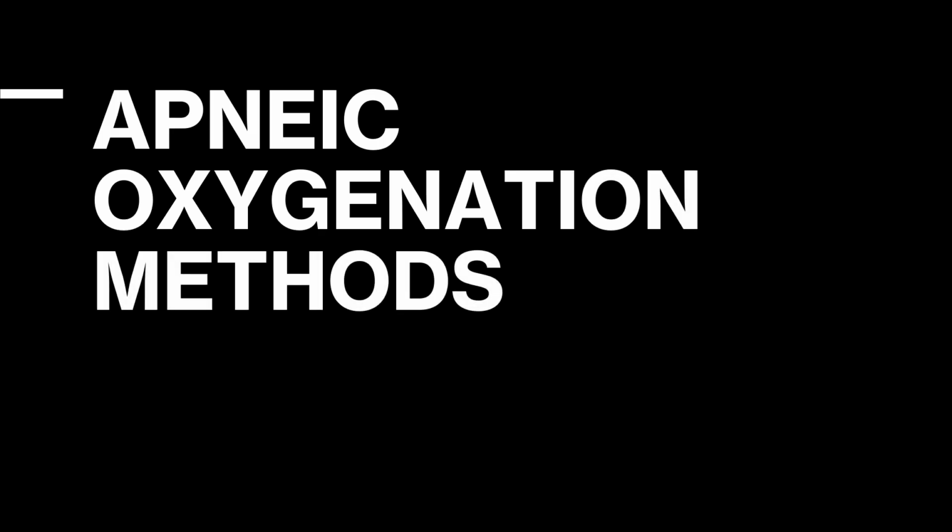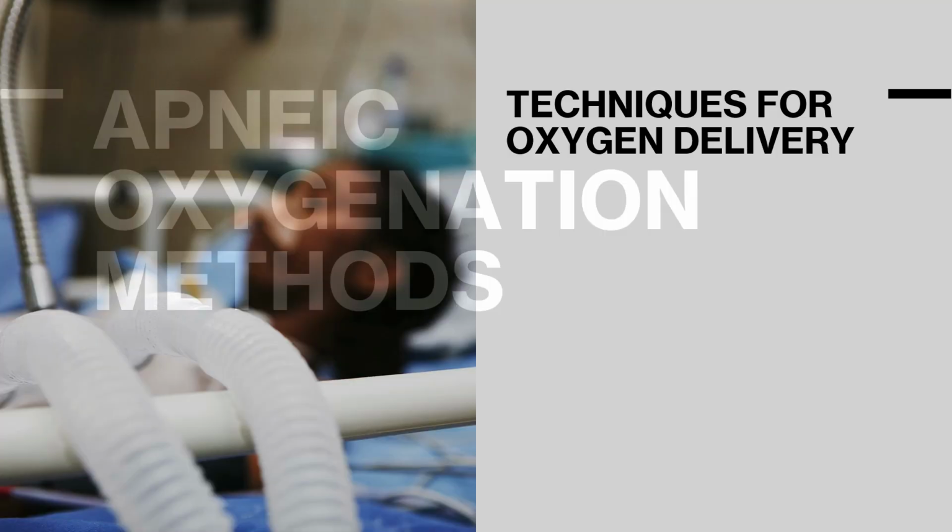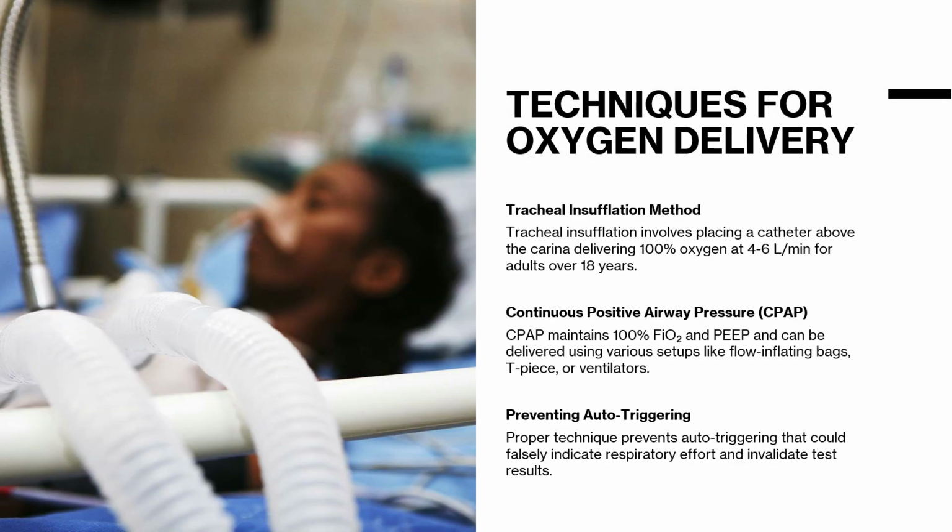Best techniques for oxygen delivery according to the 2023 guideline. There are two primary methods used for apneic oxygenation during testing: tracheal insufflation and CPAP. Tracheal insufflation is suitable for adults over 18 years old and involves placing a catheter just above the carina, with a diameter less than 70% of the airway, and delivering 100% FiO2 at 4 to 6 liters a minute.